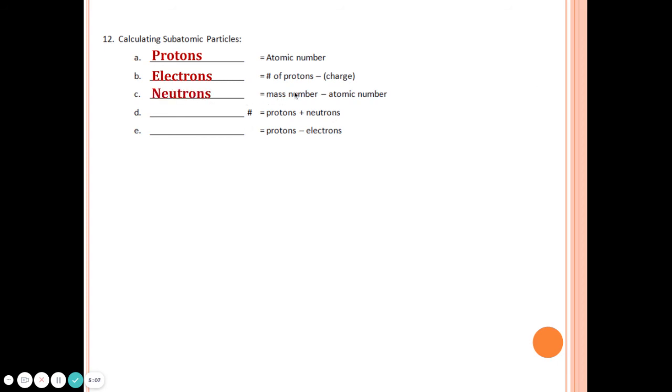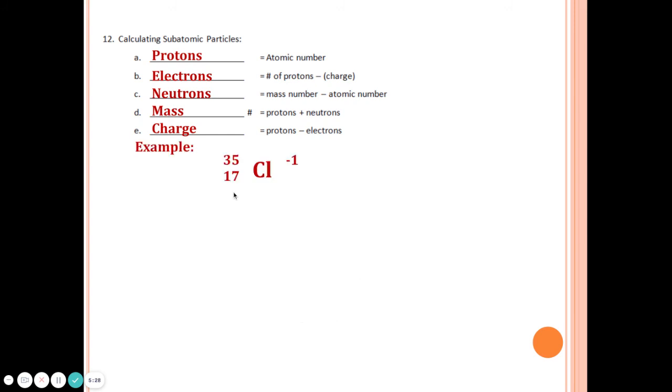Neutrons, how do we find neutrons? We take the mass number, the big number, minus the atomic number. Mass is the same thing as the protons plus the neutrons. And then the charge, how do we find the charge? Well, we're just going to take protons minus the electrons. So let's do some of these examples here. Just one. Copy this down.